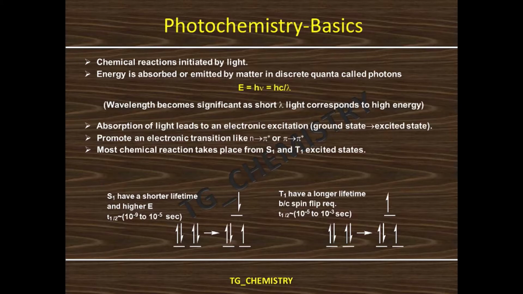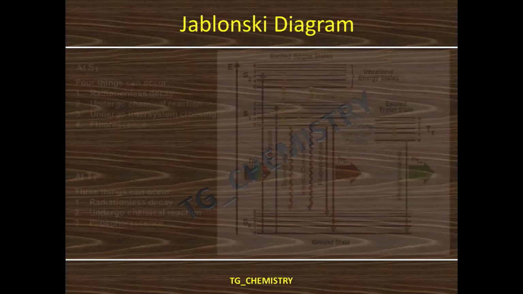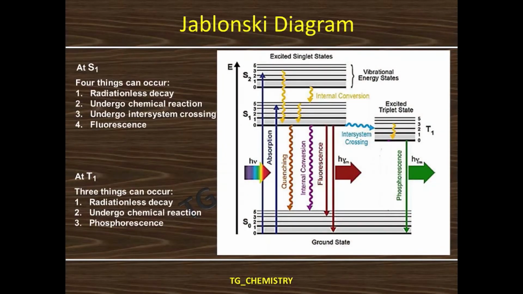Next, I will be talking about the Jablonski diagram. This is the best representation where the excited states and the associated phenomena, how they take place, and the best possible way we can understand that. So this is the graphical representation you can see on the screen, and at S1 and T1, different things can happen. I have written them over here. I will first read out those things, and next I will be discussing the diagram.